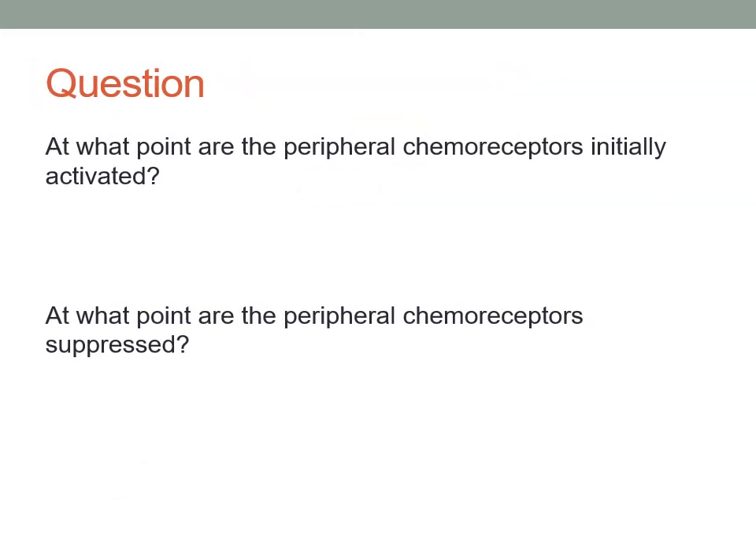At what point are the peripheral chemoreceptors initially activated? When do they turn on? When the blood level of oxygen is 60 torr. Now, at what point are those same peripheral chemoreceptors suppressed? When the blood oxygen level falls to 30 torr or less. Great job on remembering.